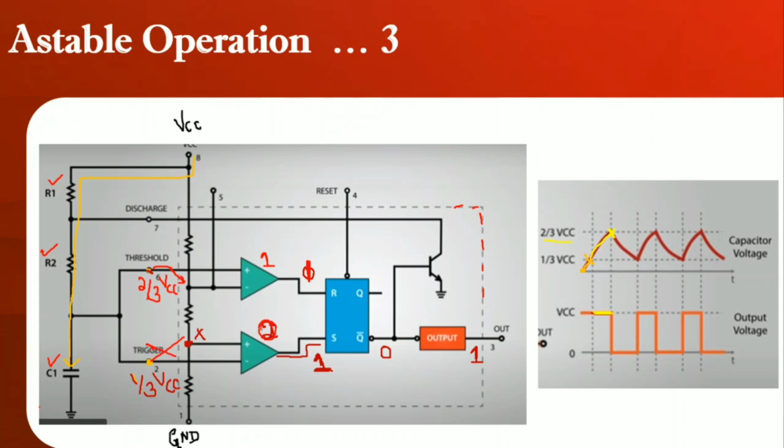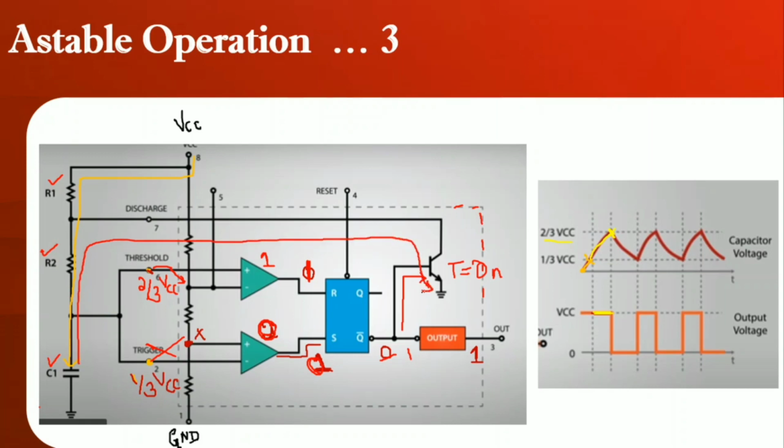So here you will be having 0, and the output of Q bar will now be equal to 1. When it is equal to 1, you can see that the same 1 is given to the base of the transistor. The base of the transistor is connected here. Therefore, this transistor will turn on, and you can find the capacitor having a direct path to discharge here.